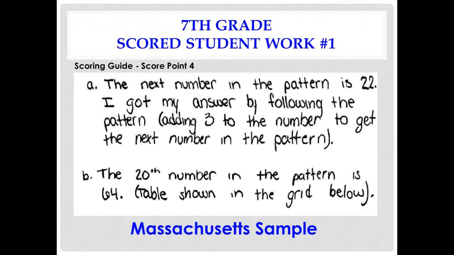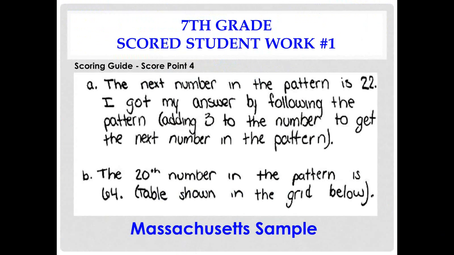All right, scored student number 1, their work, once again, is 4 out of 4 points. So part A again, what is the next term in the pattern? Show or explain how you got your answer. This student explained the next number in the pattern is 22. I got my answer by following the pattern, adding 3 to the number to get the next number in the pattern.